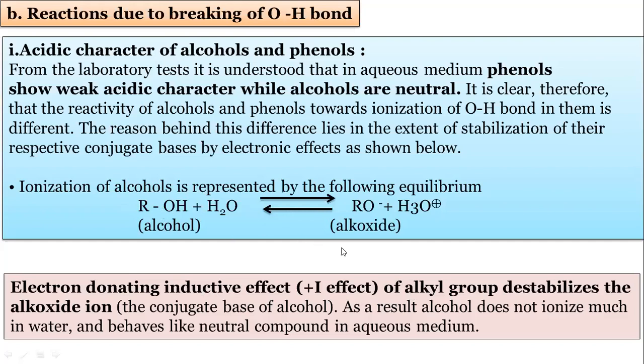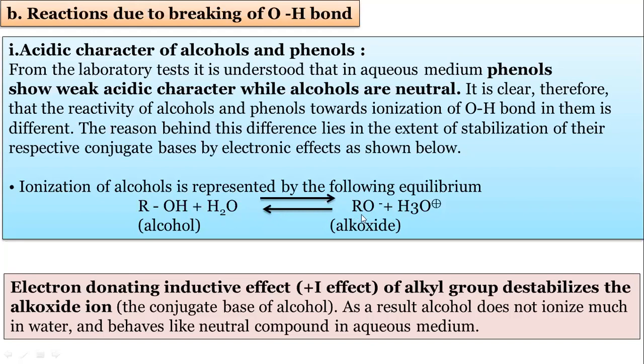Due to this +I effect, the alkoxide group becomes destabilized. This is the conjugate base of alcohol. As a result, it does not ionize much in water, so it remains neutral. Alcohols are neutral and phenols are acidic. Only 10 minutes are remaining, so I will go fast. Remember, when alcohols are in aqueous medium, they form alkoxides. These alkoxides are destabilized due to the electron donating effect of the R group.